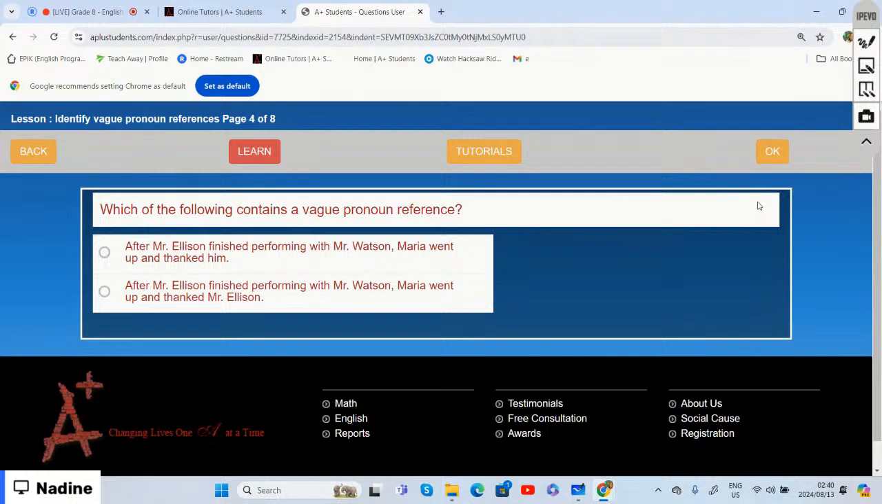Or is it option two, which is after Mr. Ellison finished performing with Mr. Watson, Maria went up and thanked Mr. Ellison. See, so now she's specifying as in who she's going to greet.